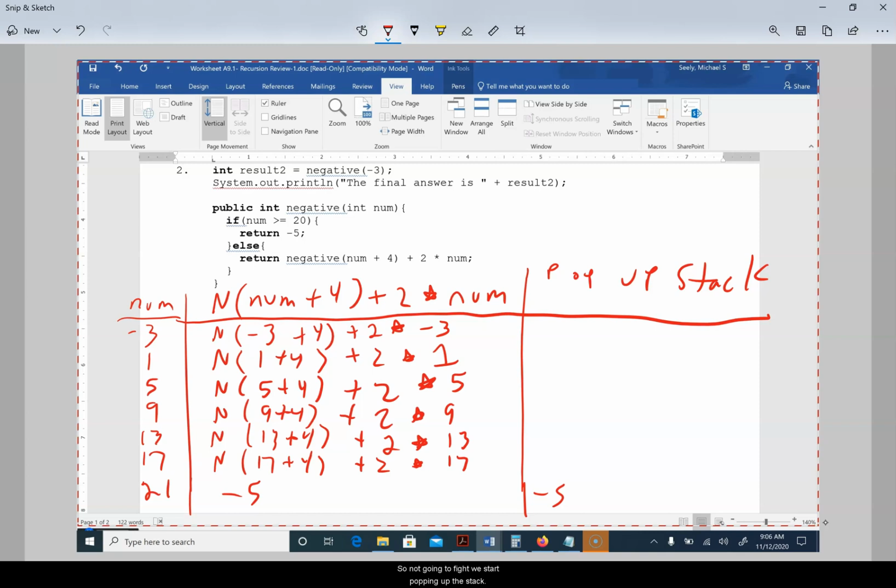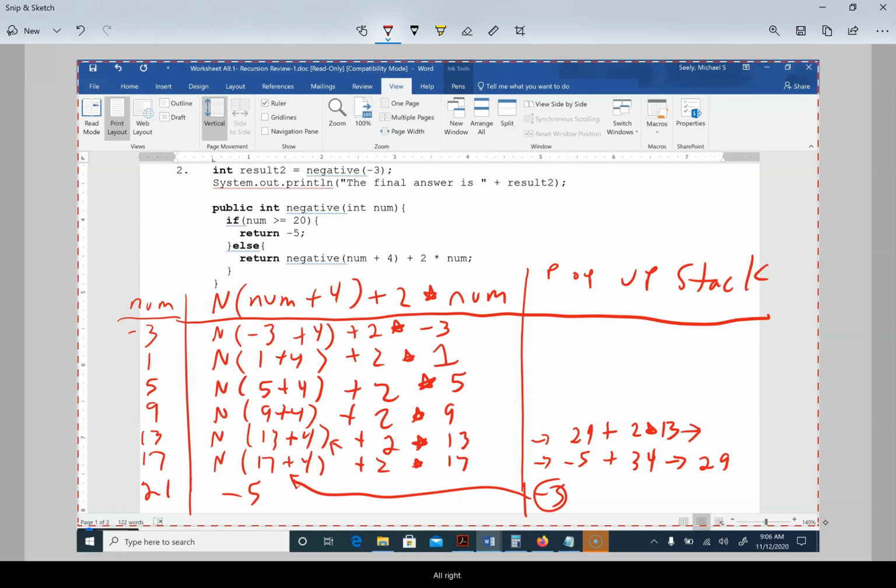So -5, we start popping up the stack. That goes in here, so we got -5 plus, what is that, 34. So then subtract 5 from there and you get 29. 29 gets passed into here. So we got 29 plus 2 times 13.